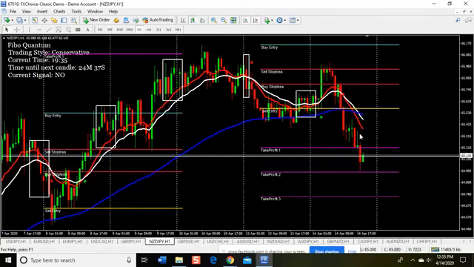Okay, this is NZD/JPY. We won money on this one today, right? We got in here today. We didn't take this trade yesterday because I didn't feel there was enough information here to convince me that this was about to reverse the trend. Okay.